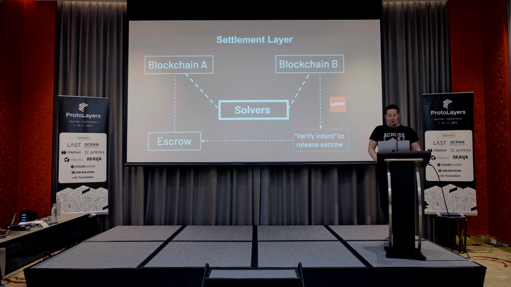So what we do is we use the UMA optimistic oracle to essentially verify that the intent was fulfilled accurately and issue a repayment every 60 minutes or so. Essentially how that works is we propose these repayments. It goes through a challenge period, and if nobody disputes, those repayments are issued to the solver.